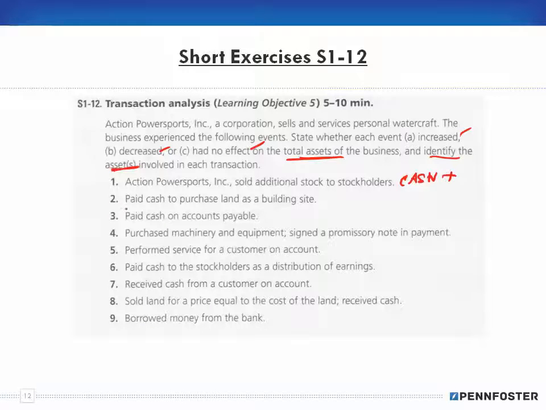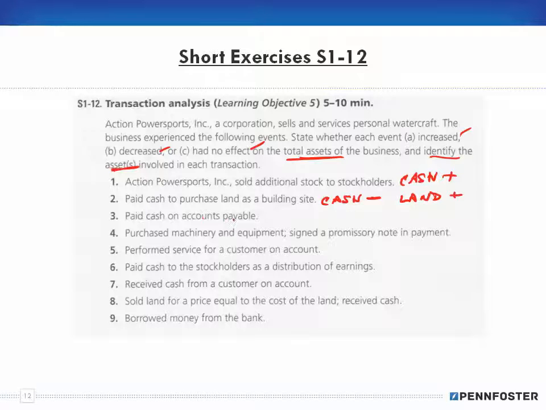Paid cash to purchase land as a building site. Well, if I'm paying cash, that means I'm using cash, and cash is an asset, and since I'm paying it, that's a decrease in my cash. But what I'm doing is purchasing land, so I'm also affecting land, and land is an asset, so I'm increasing my land account.